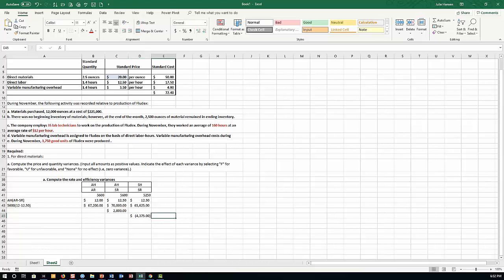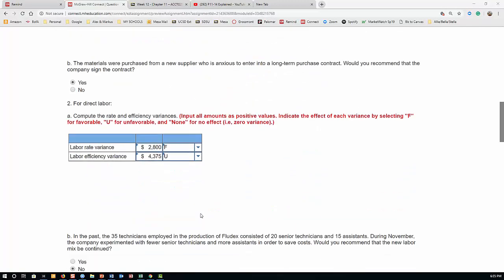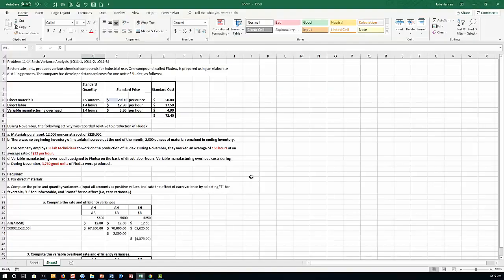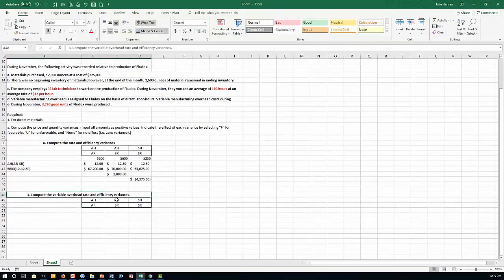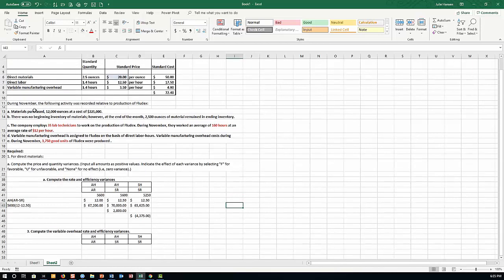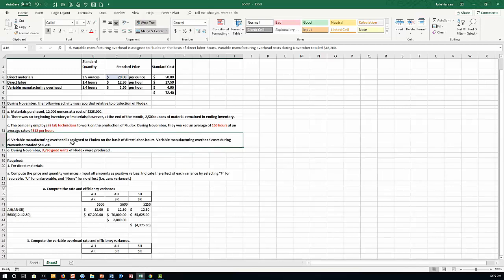All right, and here is the last part, the third question from problem 11-14, and it's going to ask us to compute the variable overhead and the overhead efficiency variances. So returning to my handy dandy spreadsheet, here is the third question, and if you read through the actuals, which is this section right here, do you see how it says variable manufacturing overhead? They told me that the variable manufacturing overhead during the month totaled $18,200. So that is our bingo number right there.